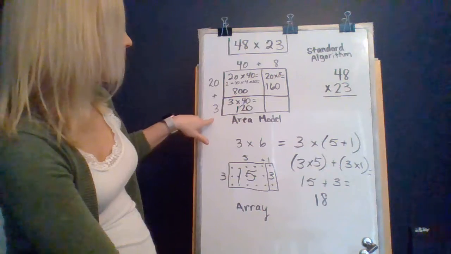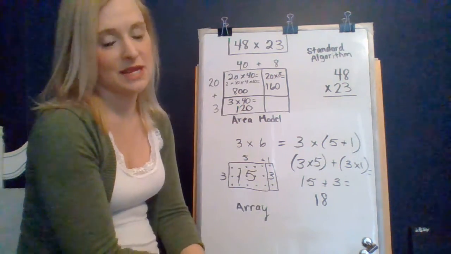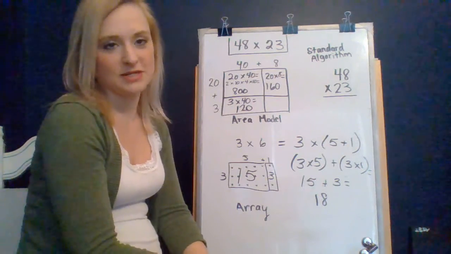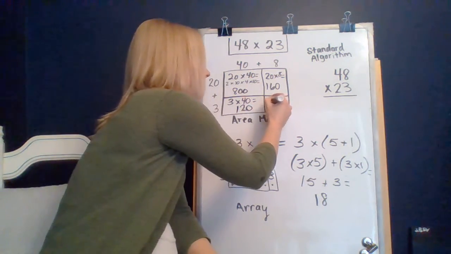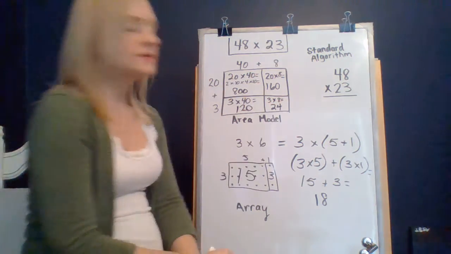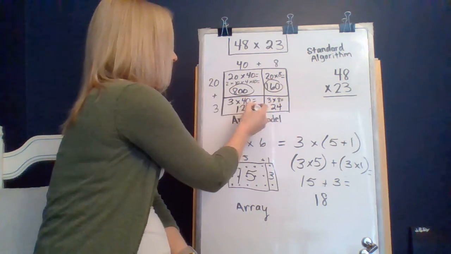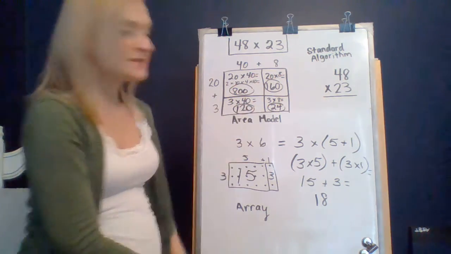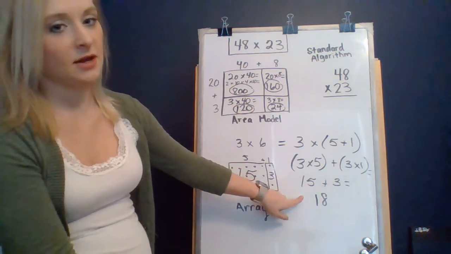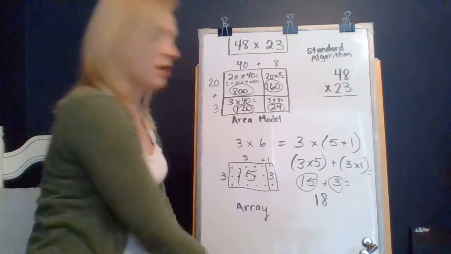And then last but not least, we have the little old ones, 3 times 8 ones. There's no powers of 10. It's just the basic fact 3 times 8, which is 24. And so then what do you do with all of these, what we call partial products? Just like in the array model down here, okay, you're going to add those partial products together, okay?